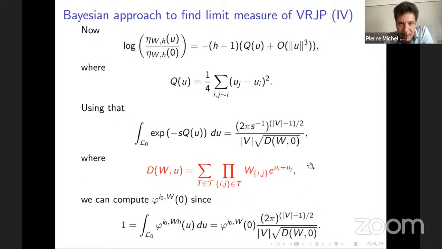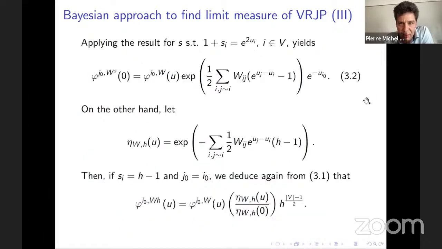So, by Gaussian renormalization, you get that phi I0 W of 0 will be the number of vertices n divided by square root of 2 pi to the n minus 1 over 2, multiplied by the square root of that principal minor. And then you come back to this formula 3.2 on the top. You can compute the left-hand side, which is what we did, and the right-hand side. Then you just take off the exponential and the e to the ui0 from the right-hand side. That gives you the limiting measure.